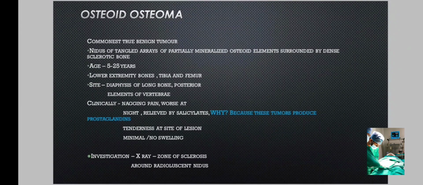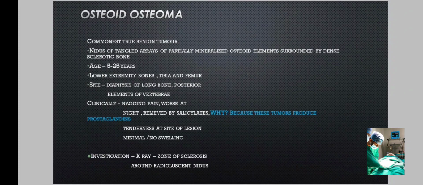Let's start with the osteoid osteoma. It is the commonest true benign tumor. You have to remember the word true. Why? We'll come to this later. There is a nidus of tangled mineralized osteoid elements which is surrounded by some sclerotic dense bone. The age of presentation is usually between 5 to 25, but it's commonly seen between 15 to 25.